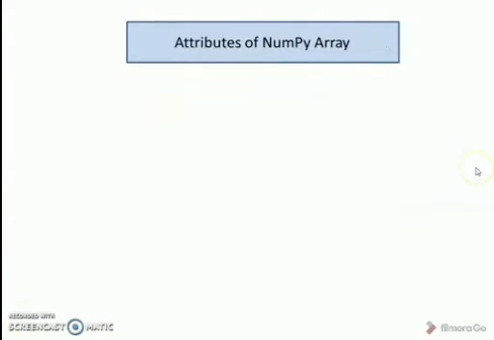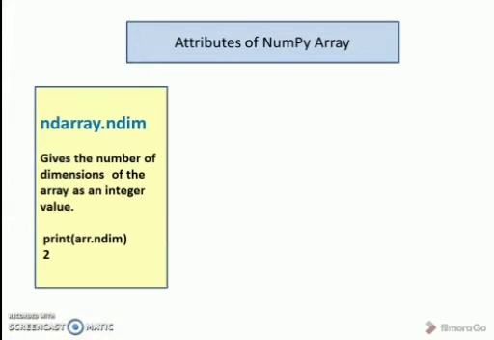Now we will see some of the attributes of NumPy array. The first attribute is ndim. When we write array object dot ndim, it gives the number of dimensions of the array. If array is 1D, it will give 1. If array is 2-dimensional, it will give 2, and so on. So it will return the dimension of the array.